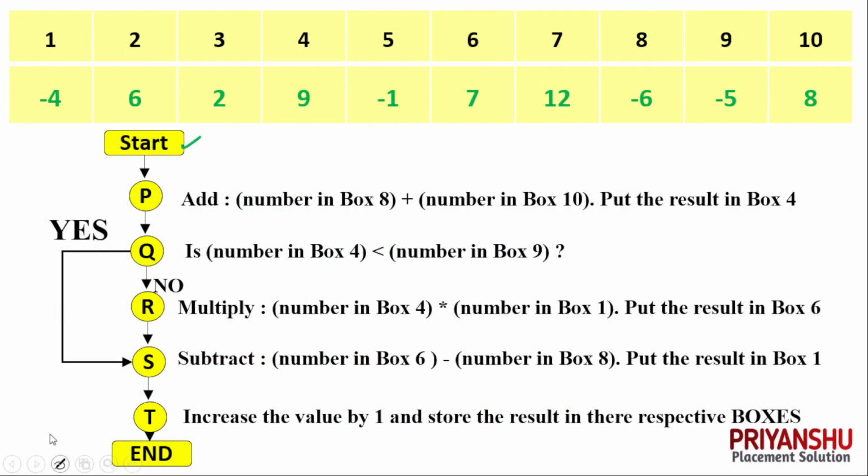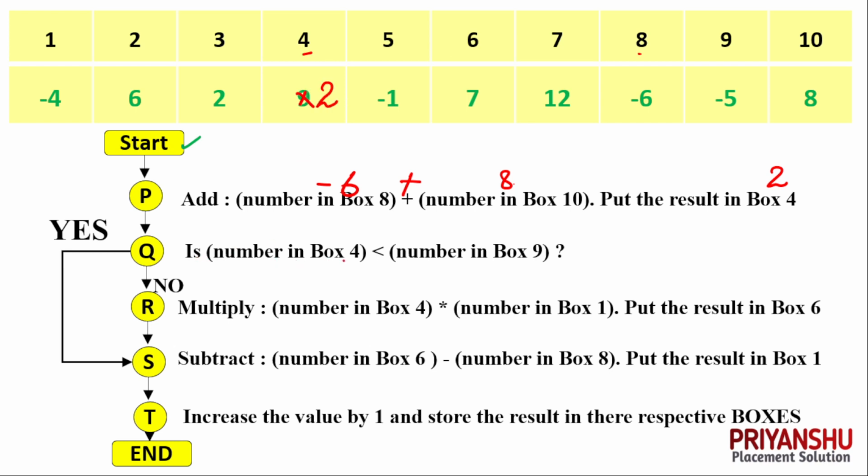Next is add the number in box 3 to the number in box 8. The number in box 8 is nothing but -6, -6 plus the number in box 10. The number in box 10 is nothing but 8, so 8 minus 6 is nothing but, guys, 2. So in box 2 we will fill only 2. Clear? Now box 4 we have 2, not 9, so we got 2. Clear? Let's move to the next.